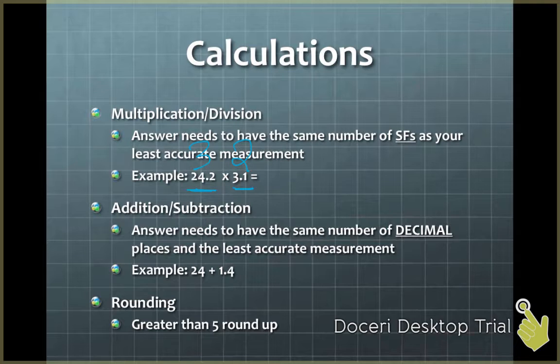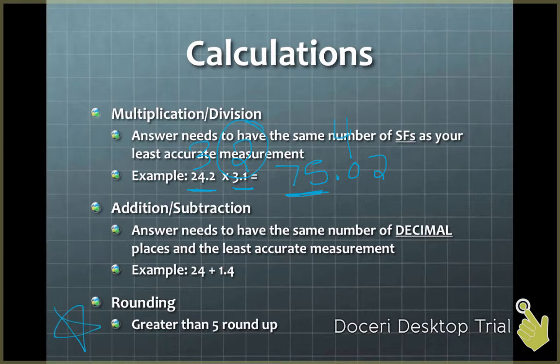When we do 24.2 times 3.1 in our calculator, it tells me that the answer is 75.02. This has 4 significant figures, more than any of our data, which isn't possible. We cannot be more accurate in our answer than our data is. The rule says that we can only be as accurate as our least accurate number. This one only has 2, which means our answer can only have 2. So we're going to have to round.